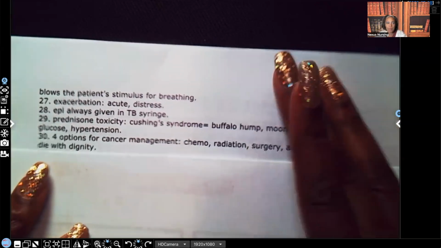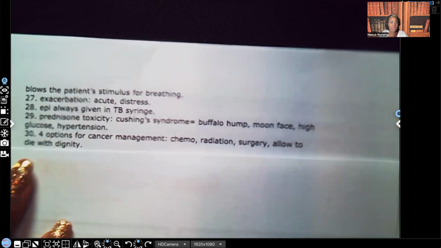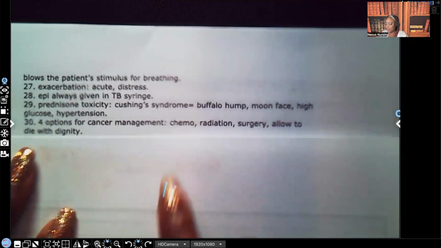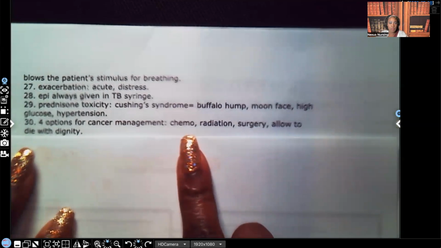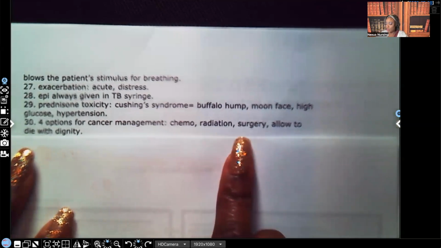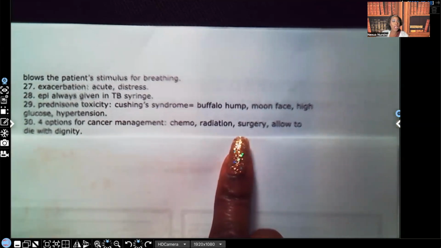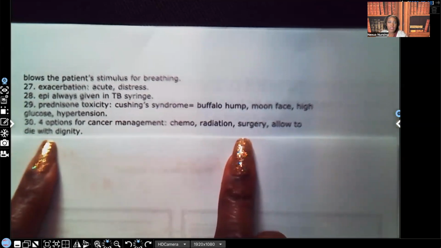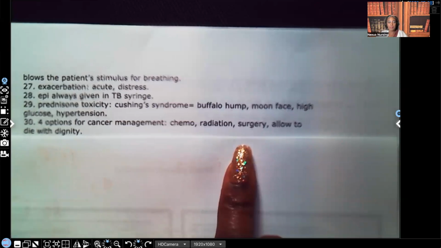And lastly, number 30, options for cancer management. If the patient has cancer, they can get chemotherapy, radiation, surgery, or a combination, guys. Or they may choose nothing and choose to die with dignity. Guess what? Either one of those choices, as a nurse, you have to respect the patient's choice. As long as that patient is legally competent to make decisions for themselves, that is their decision to make.